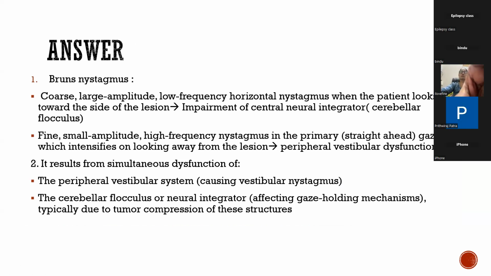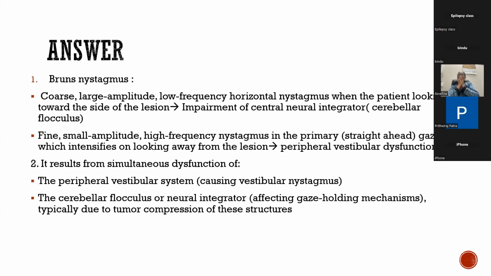So that is caused by the impairment of the central neural integrator, like the cerebellar flocculus. And in the second part, we can see that there is fine, small amplitude, high frequency nystagmus in the primary, that is straight ahead gaze, which intensifies on looking away from the lesion.